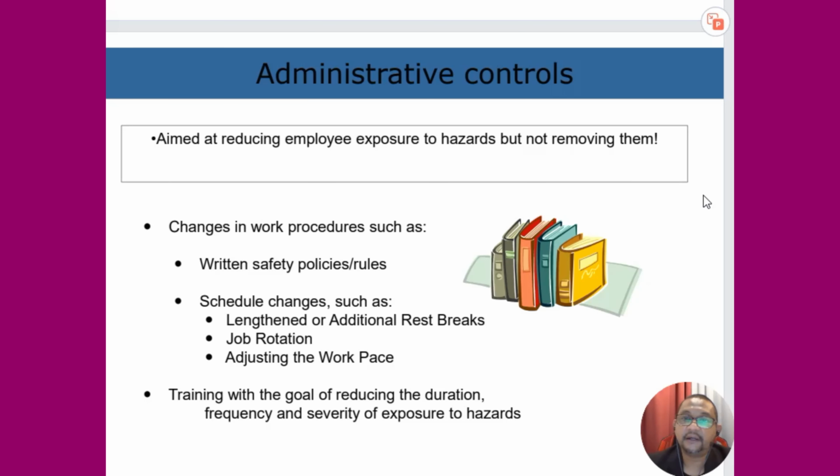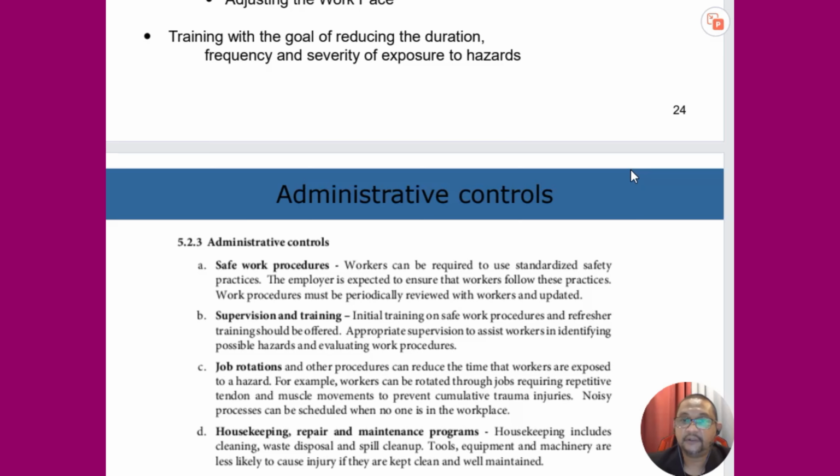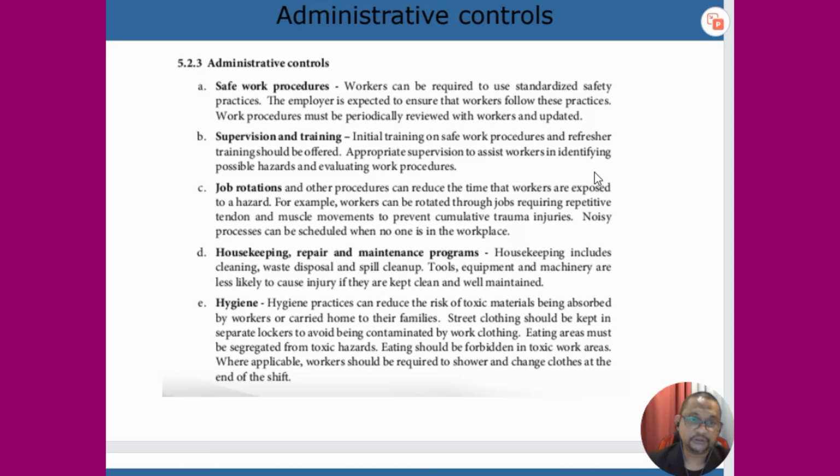Number three, administrative control. So what do we mean by administrative control? Adjusting work schedules, okay, rotating shifts, and enforcing work-rest cycles to minimize workers' exposure to hazards. Training programs for employees on safe practices and emergency procedures. Okay, that's for administrative control.